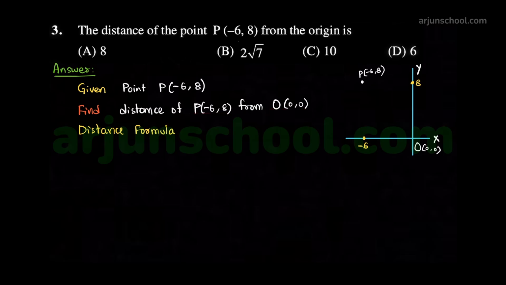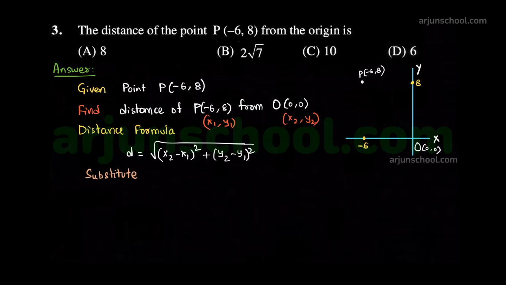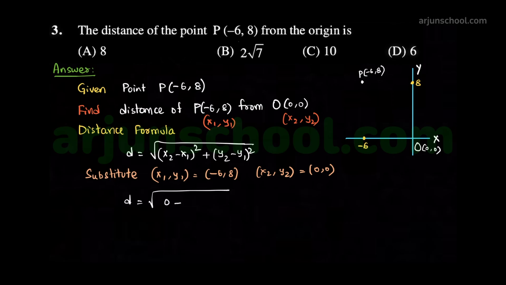The distance between 2 points (x1, y1) and (x2, y2) is d equal to root over (x2 minus x1) whole square plus (y2 minus y1) whole square. Now let us substitute the values. (x1, y1) is equal to (-6, 8) and (x2, y2) is equal to the origin (0, 0). That implies d is equal to root over (x2 is 0 minus x1 is minus 6) whole square plus (y2 is 0 minus y1 is 8) whole square.